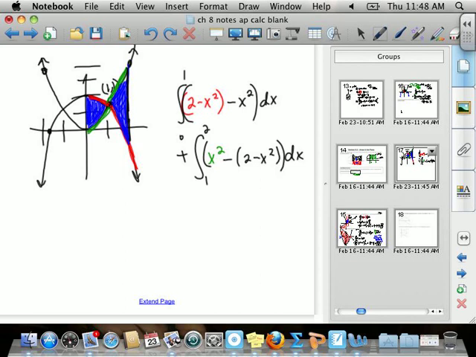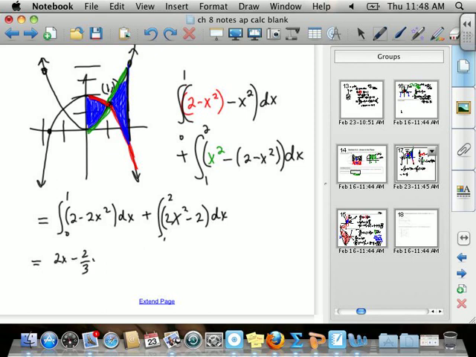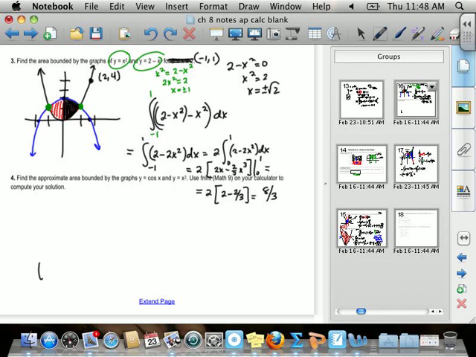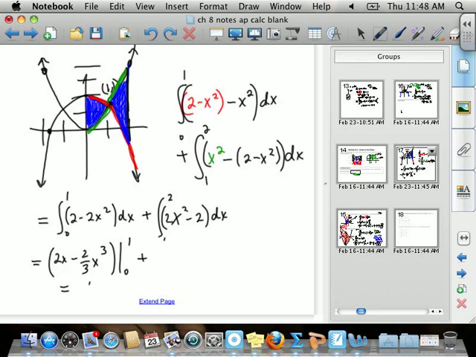All right, so this first one, I'd have 2 minus 2x squared going from 0 to 1. The second one is from 1 to 2. It's going to be 2x squared minus 2. So 2x minus 2/3 x cubed going from 0 to 1, which we found earlier, right? That was 4/3. Am I right? Okay, and then plus 2/3 x cubed minus 2x, going from 1 to 2.